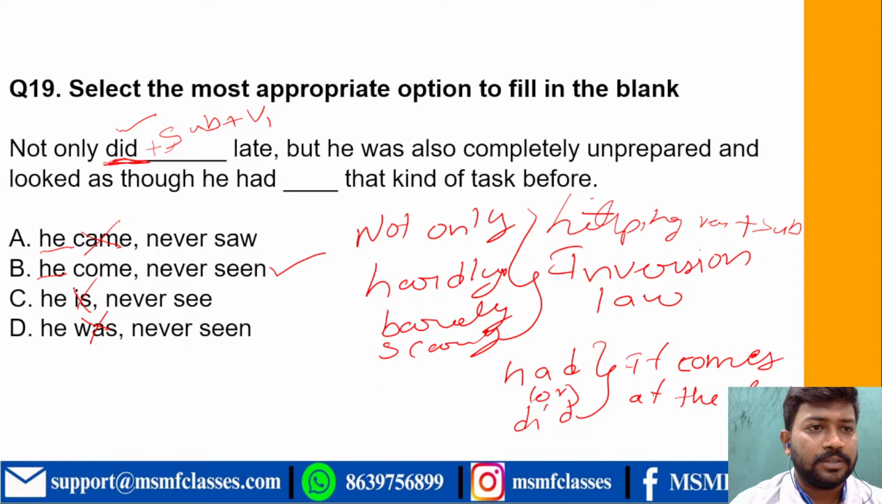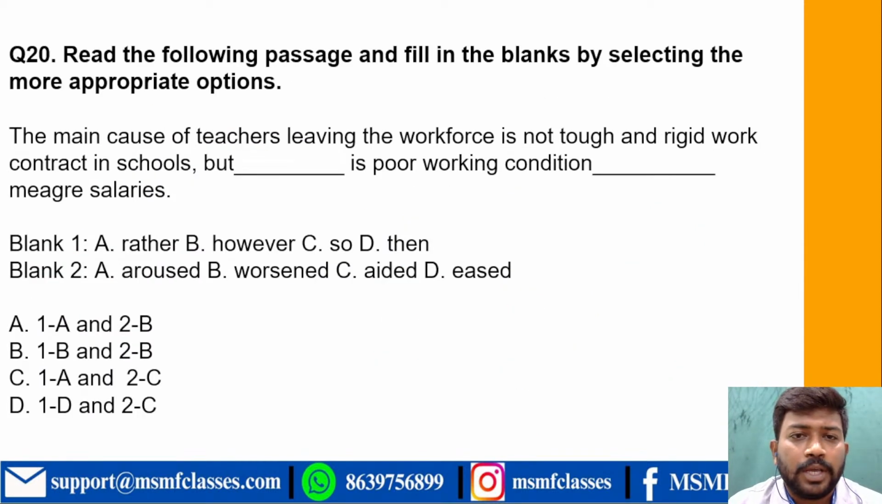Now let me move to the next one, 20. Again you have to fill the two blanks by using the combination. The main cause of teachers leaving the workforce is not tough and rigid work contracts in schools, but dash is poor working conditions dash meager salaries. So here they are stating the reasons why the teachers are leaving the workforce. The main cause of teachers leaving the workforce is not tough and rigid work contracts. So they are not leaving the workforce just because of rigid work contracts, but dash is poor working conditions.